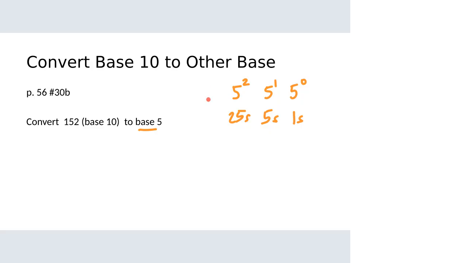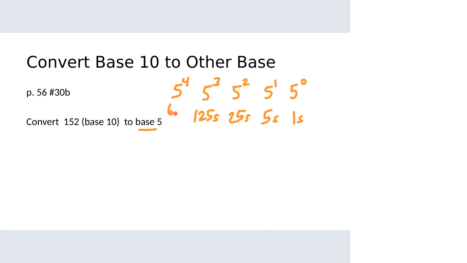152, I'm not sure. I'm going to go ahead and check. 5 to the third will be 125s. Okay. Let's see. And what if we did 5 to the fourth just to check? I don't think I'm going to need any 5 to the fourth, but I'm going to go ahead and check it.